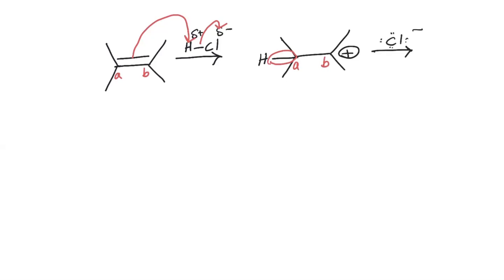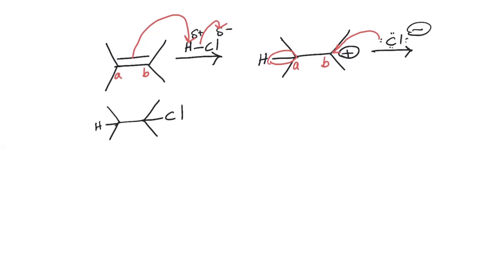And then chloride will act as a nucleophile, and it will attack the carbon with the positive charge, and we get the final product. This is hydrohalogenation. So if you have a symmetrical alkene, it doesn't make any difference if you add the hydrogen to carbon A or B.